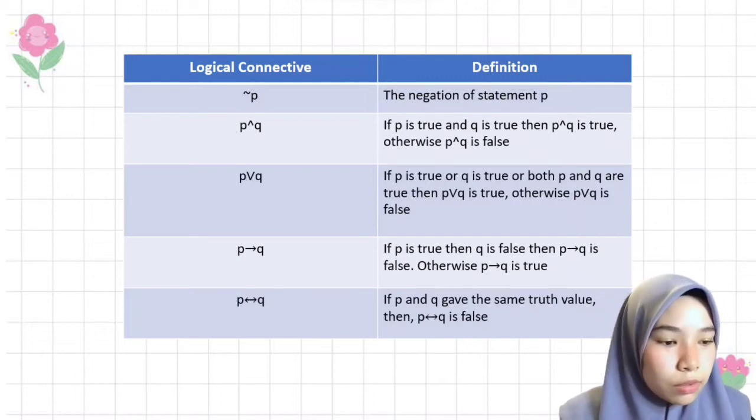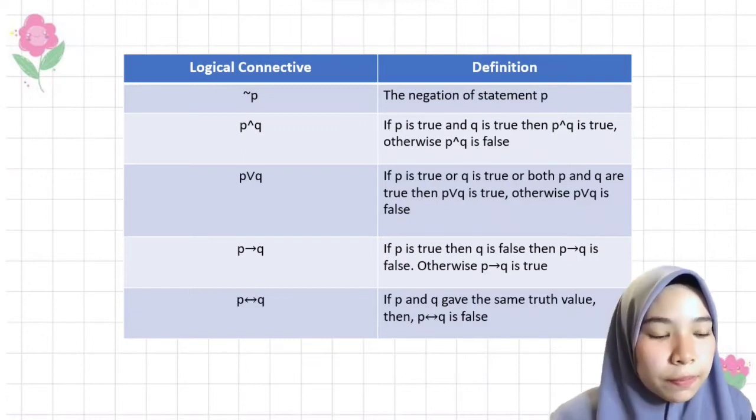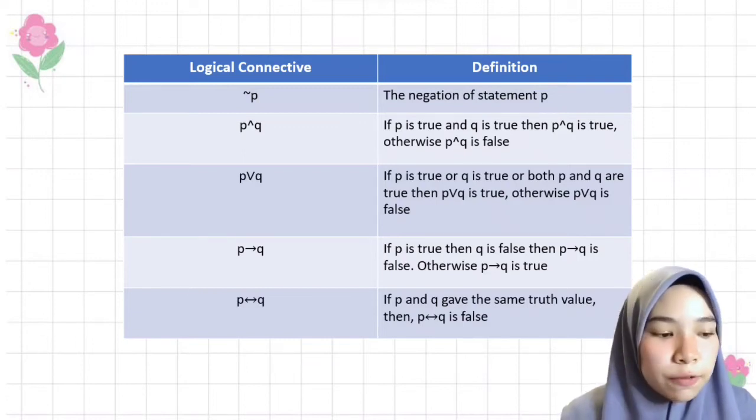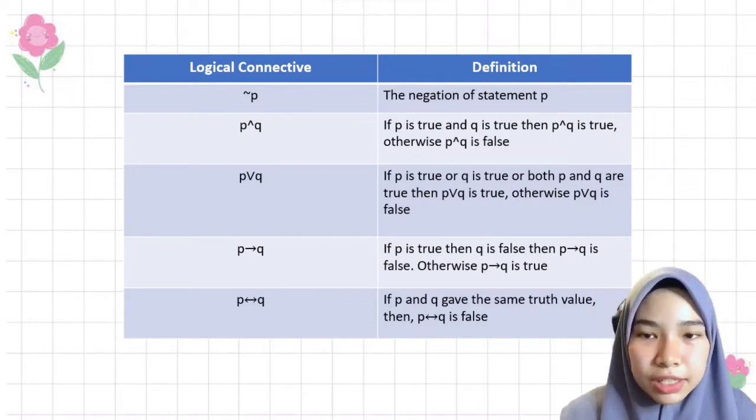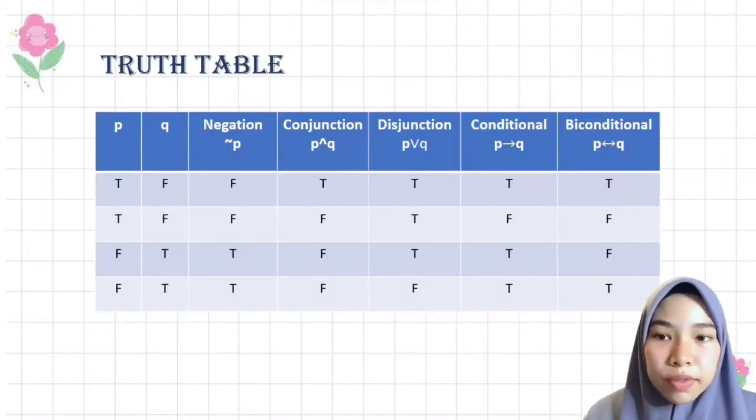For P implies Q, if P is true and Q is false, then P implies Q is false, otherwise P implies Q is true. For P biconditional Q, if P and Q give the same truth value, then P biconditional Q is true. Next is the truth table.